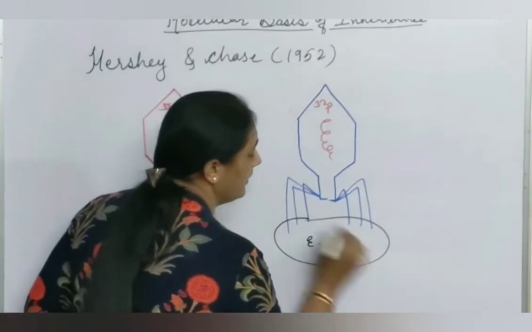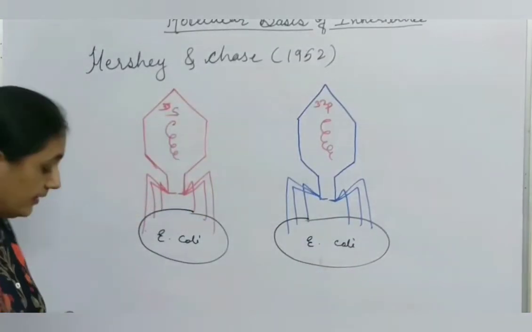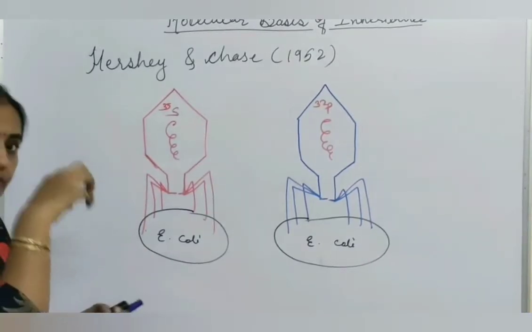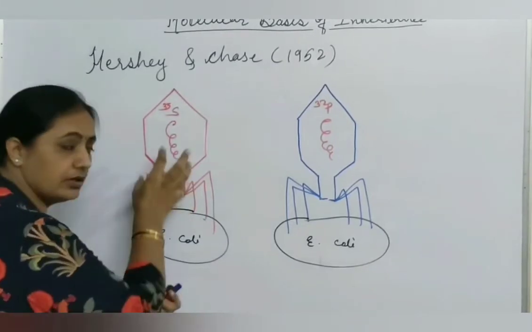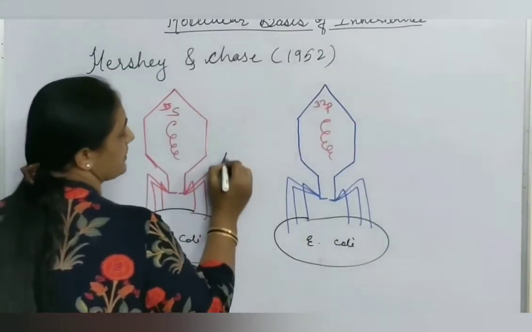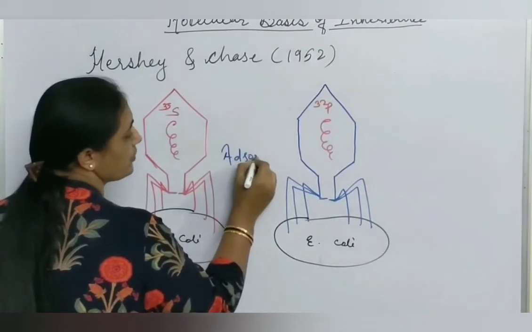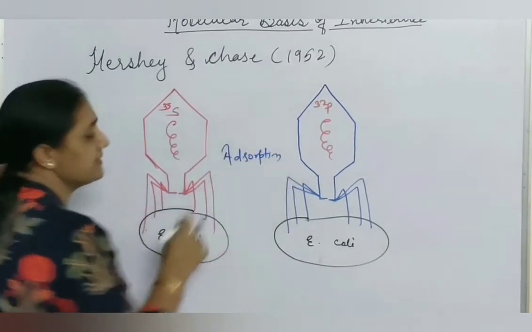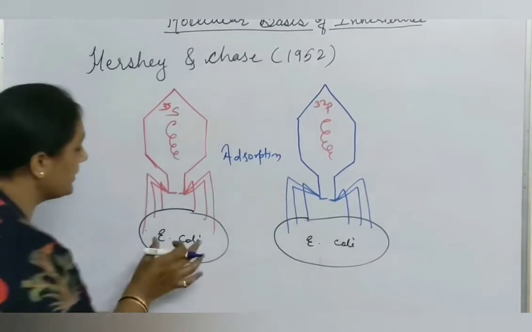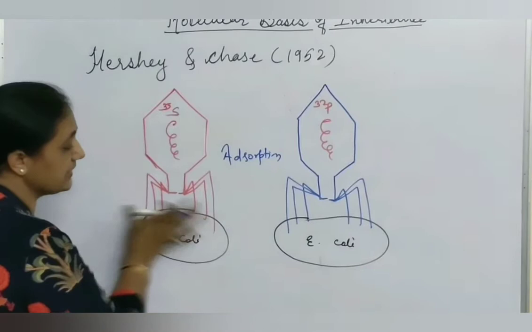When it infects the bacterium E. coli, now after infection, what is the process of this infection, or how does it attach? It attaches in simple steps. First is the adsorption. Adsorption means fixing of this bacteriophage or virus with E. coli through this tail region.